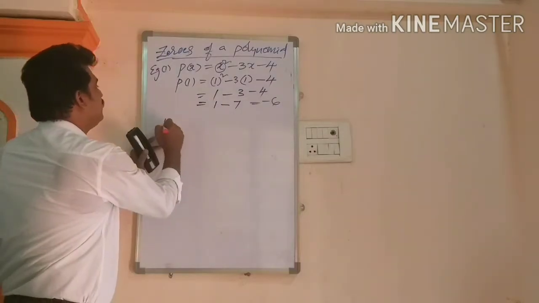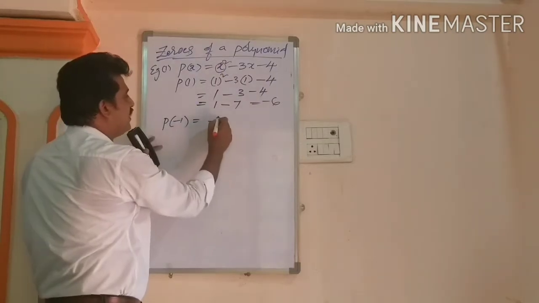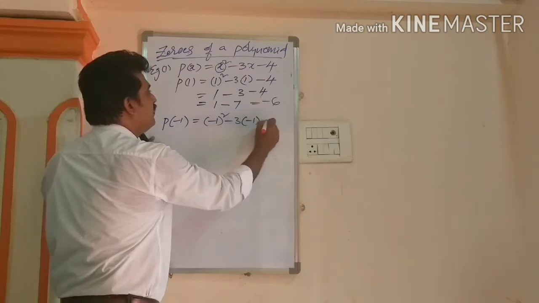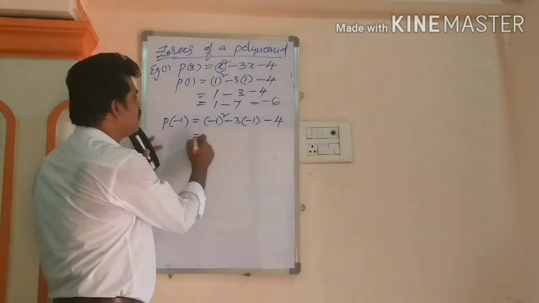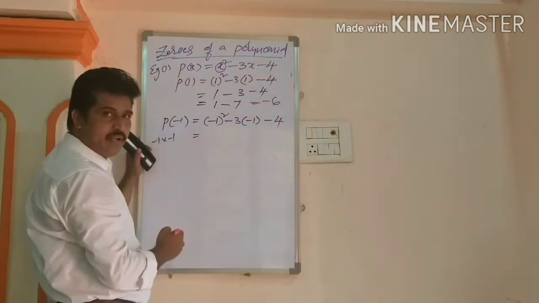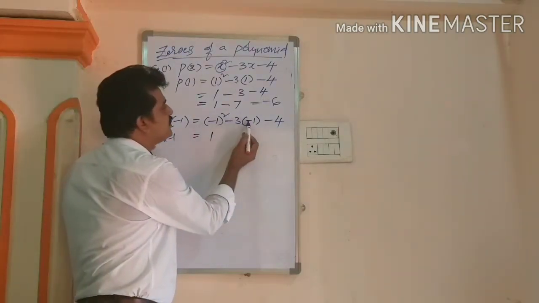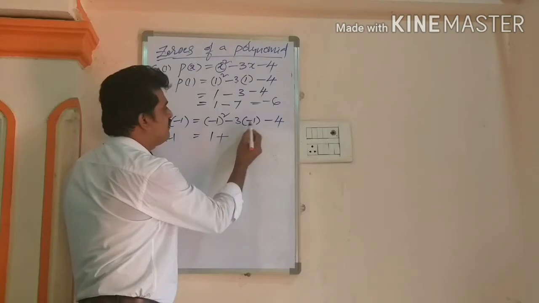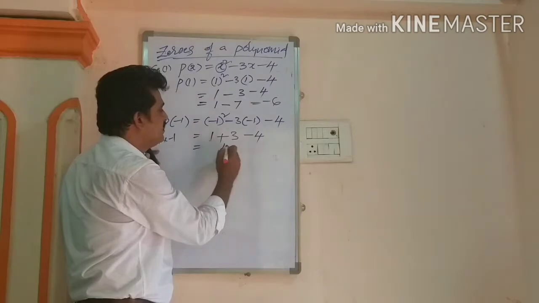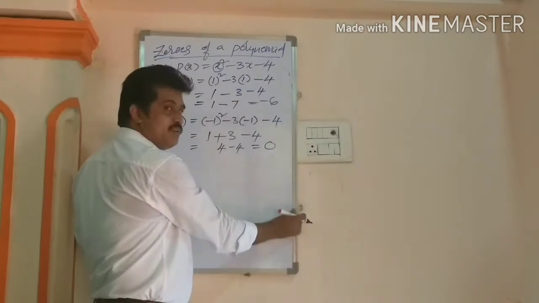Let us take another value, p of minus 1. P of minus 1 means take minus 1 in place of x. Minus 3 into minus 1, minus 4. So, minus 1 whole square. Again, same, minus 1 into minus 1. Minus minus plus 1 ones are 1 only. Here, minus into minus. Plus 3 ones are 3. Minus 4. 1 plus 3, 4 it is.